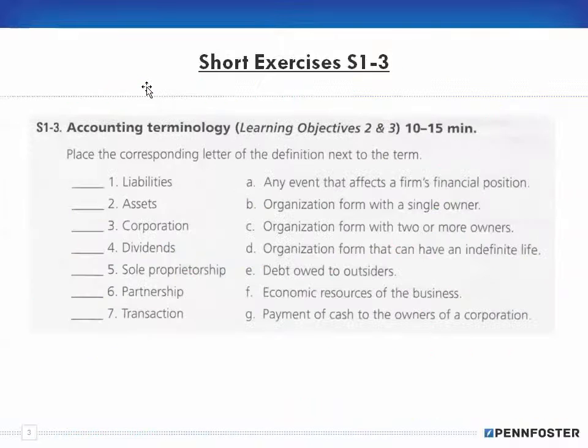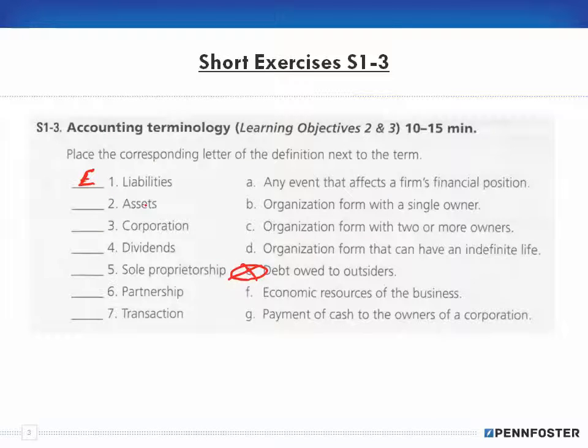Right. So S1-3, accounting terminology. Place the corresponding letter of the definition next to the term. So number one is liability. Well, a liability is something that we owe to somebody else. So when I look over here, any event, organization form, or no, these are not organization forms. Debt owed to outsiders, E. So this is going to be E.